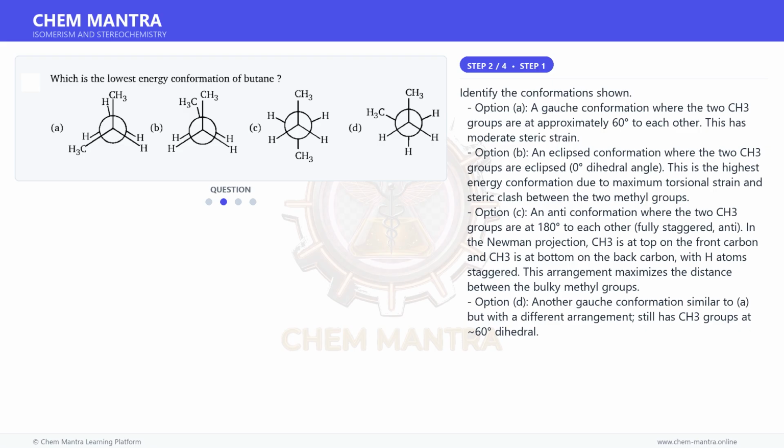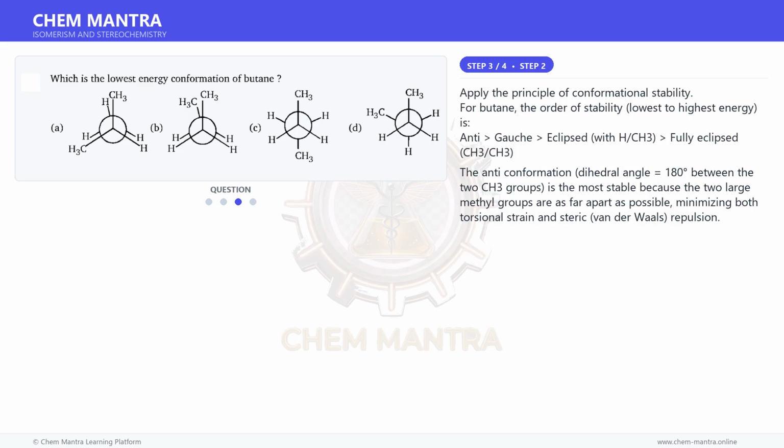Option D. Another gauche conformation similar to A, but with a different arrangement, still has CH3 groups at 60 degree dihedral. Moving on to the next step. Apply the principle of conformational stability.